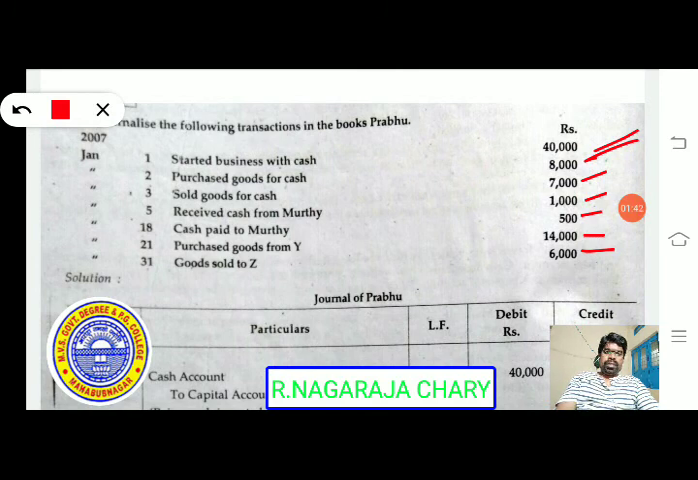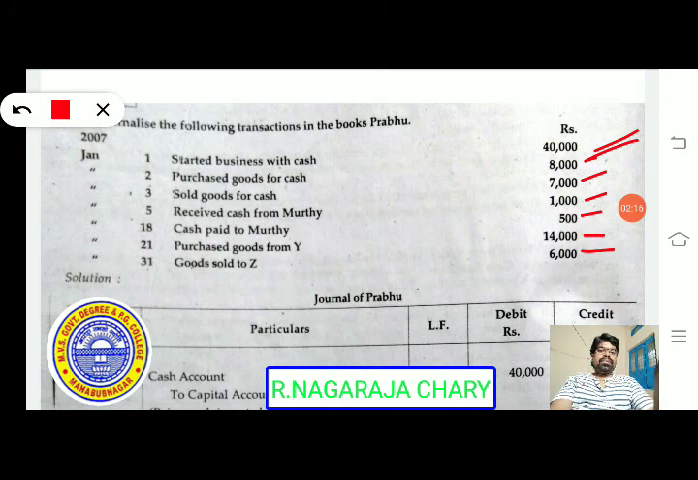Whatever the monetary transactions we have, each and every monetary transaction has two aspects, that is a giving aspect and a receiving aspect. We discussed this in the concepts also, the dual aspect concept. Each and every transaction will have two aspects. In the same way here also, let us take any transaction, we will have a giving aspect and a receiving aspect. So, let us see one by one.